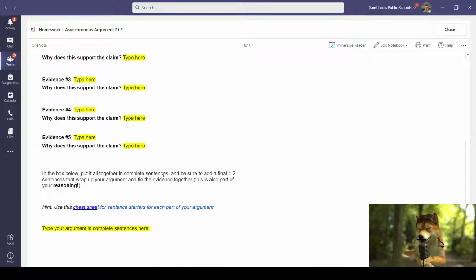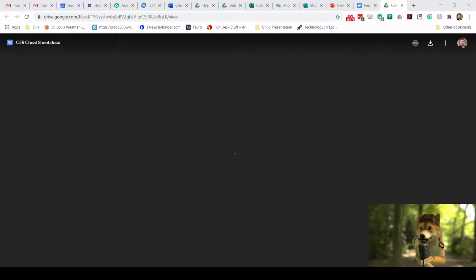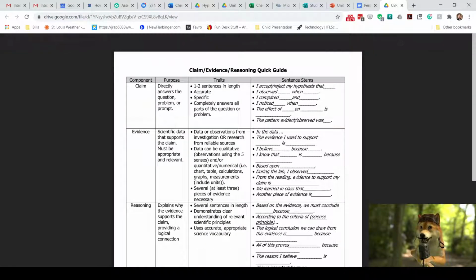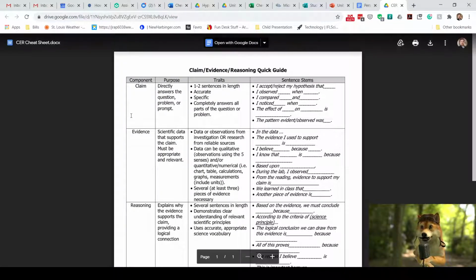And then, here is the tricky part. This is why I gave you a week to do this. Down here, you're going to write a full-blown formal argument in paragraphs and full sentences explaining who you think trashed the classroom and why you think they did it. To help you out with that, there is this cheat sheet. And I'm going to go ahead and click on that cheat sheet and take a look at it. So you can see here, we've got sentence stems for the claim, for the evidence, and for the reasoning.